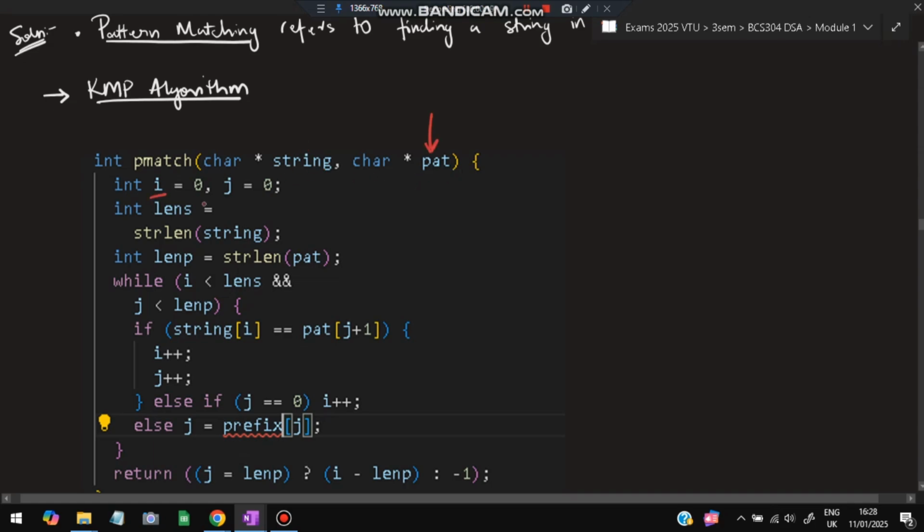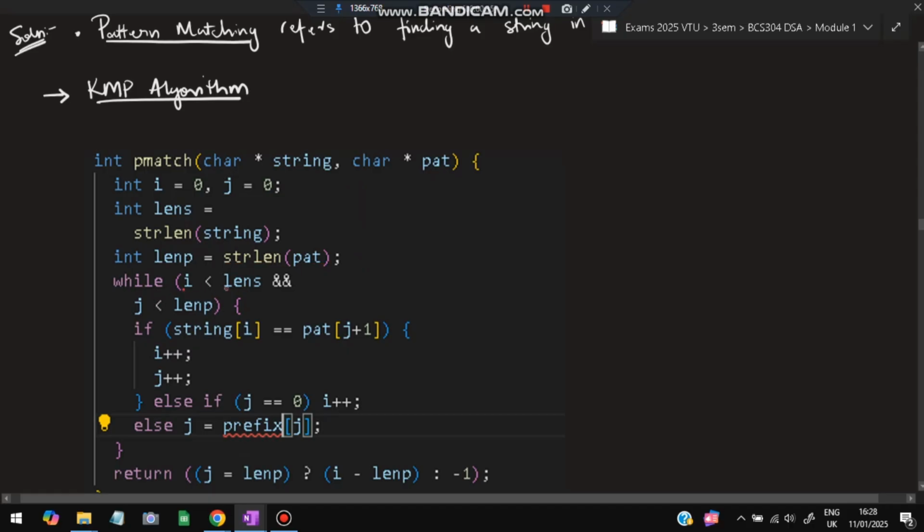Okay, i will be taken care for the string and j will be taken care for the pattern. Len s means length of string, strlen of string, len p means string length of pat. By using this we'll be able to get the length of string and pattern. Next we'll be forming a while loop.